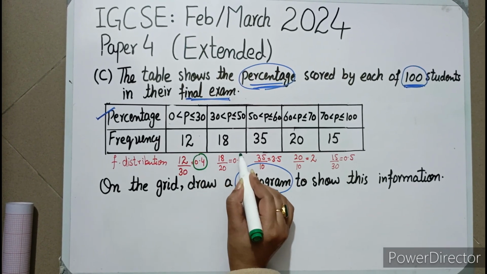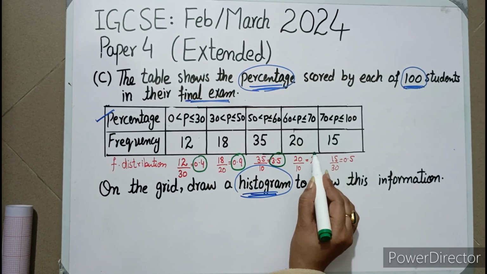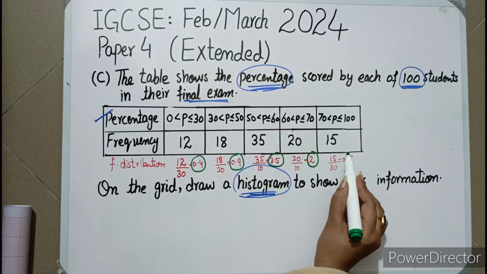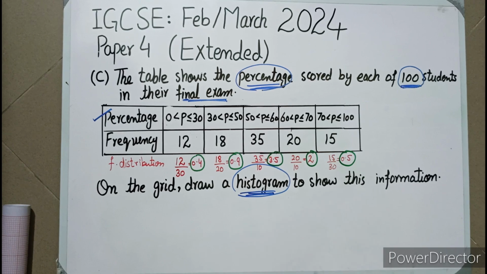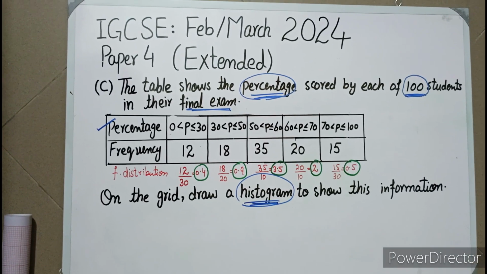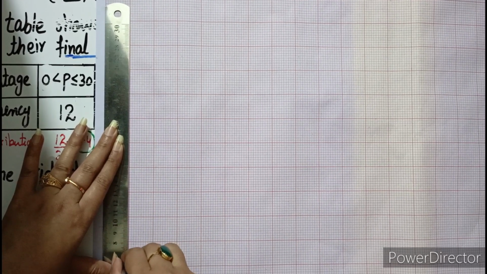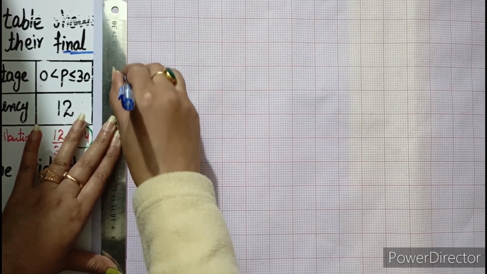Now what you have to do is graph these values on the histogram: 0.4, 0.9, 3.5, 2 and 0.5. Now we will show you how to draw the histogram on a grid. We are going to draw the histogram over here.